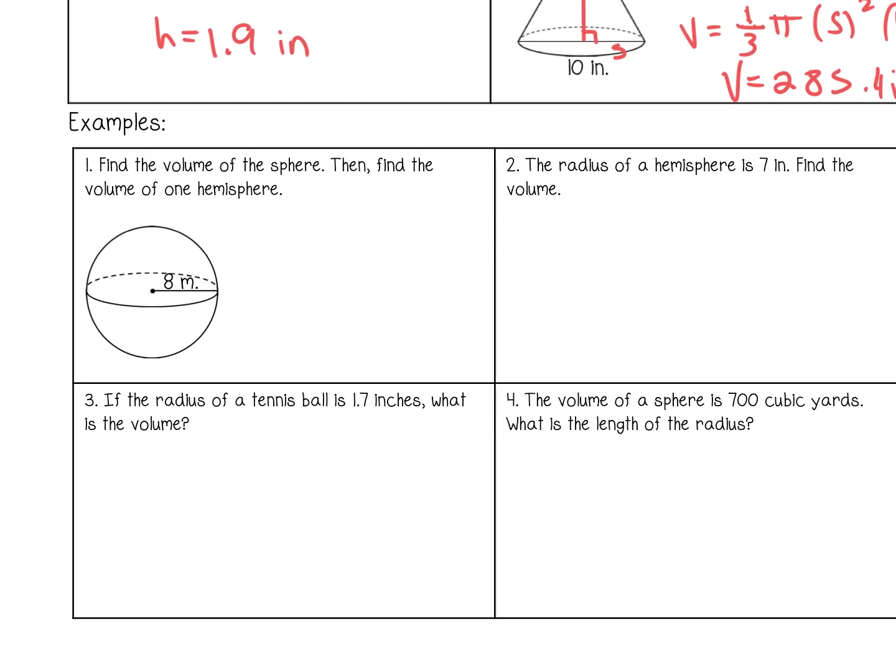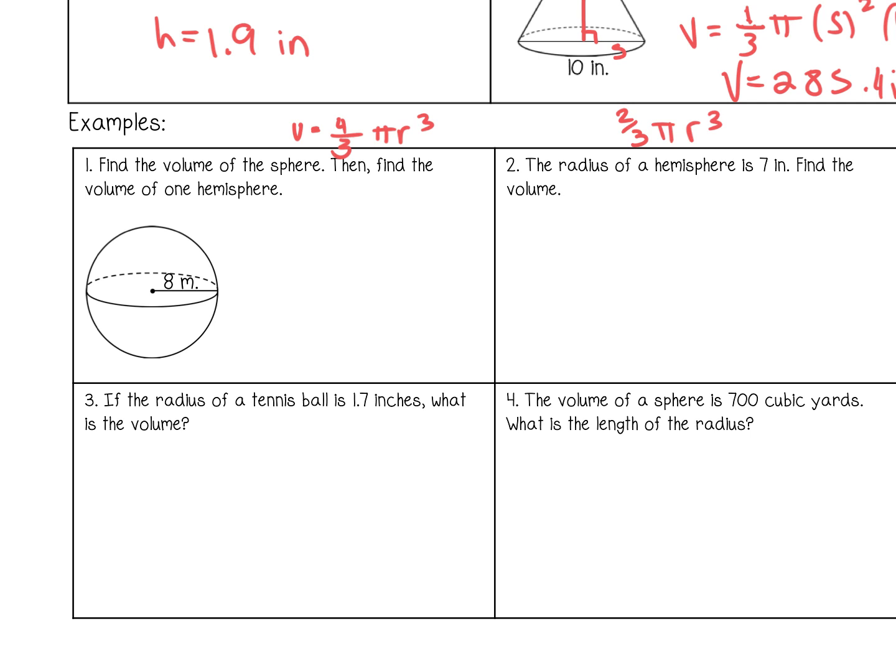Now we have examples for the spheres and the hemisphere. So the sphere volume is 4 over 3 pi r cubed. And the hemisphere is half of that, so it's going to be 2 over 3 pi r cubed. So they want us to find the volume of the sphere, then find the volume of one hemisphere.